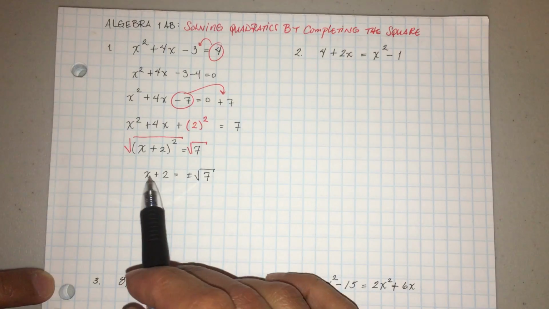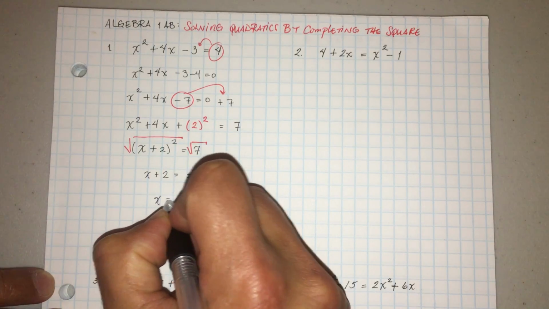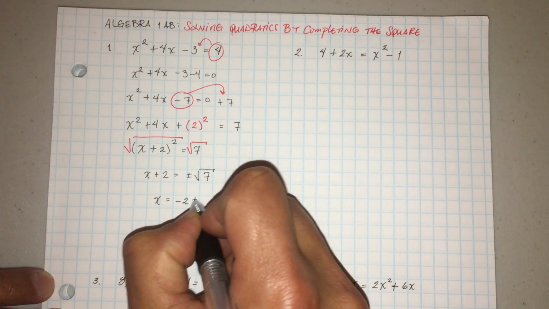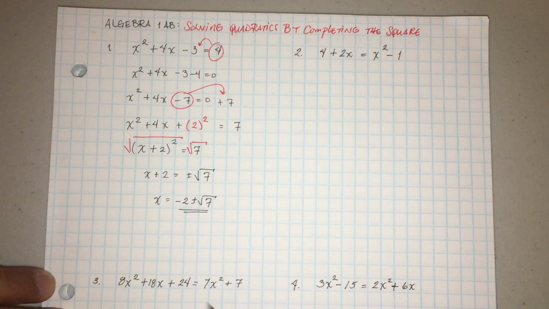And the last thing we have to do is take the positive 2 to the other side. It becomes a negative 2. X equals negative 2 plus or minus square root of 7. And these are your two solutions.